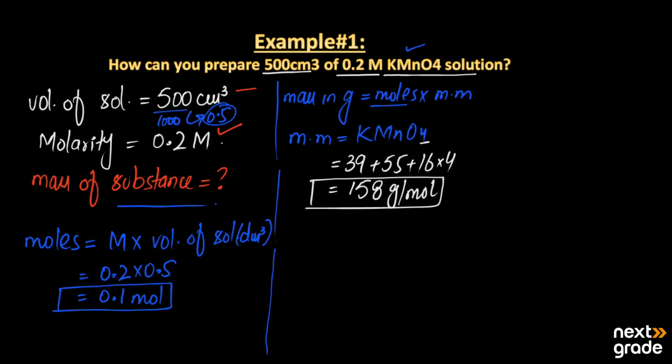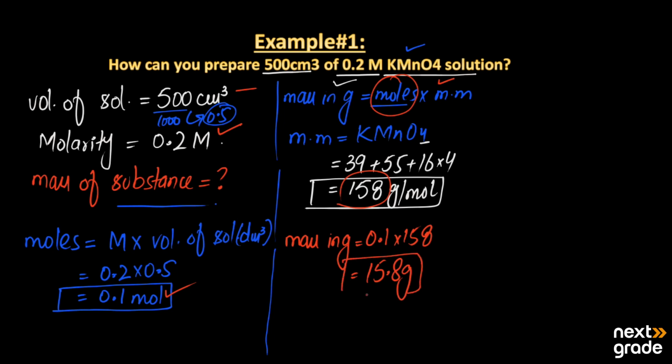Now we will find the mass of substance in grams using this formula: mass in grams is equal to moles multiplied by molar mass. Moles we have 0.1, and the molar mass is 158. So the answer is 15.8 grams. To prepare the solution of 0.2 molar, we need 15.8 grams.